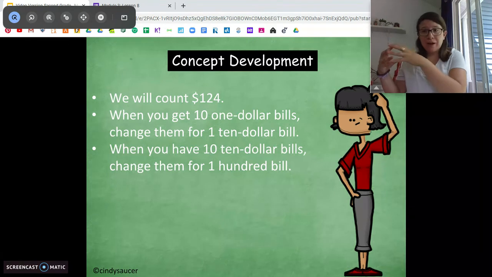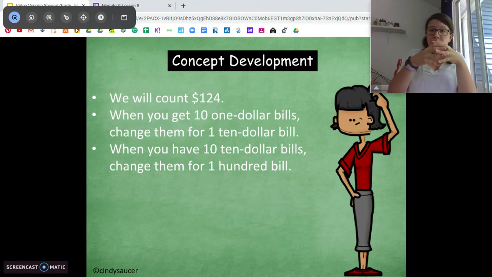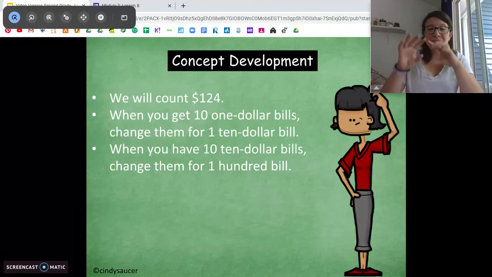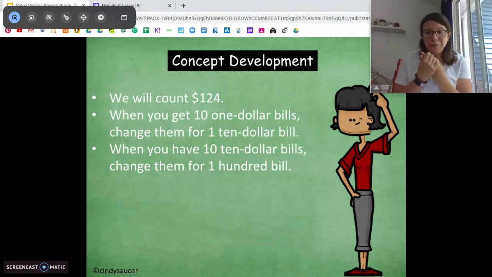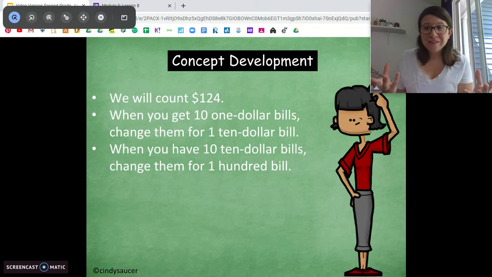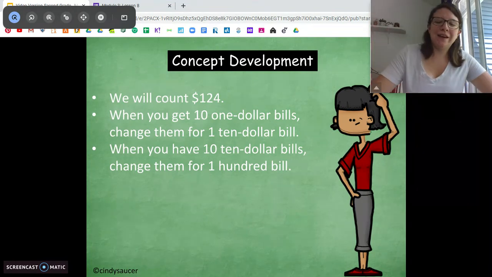Yeah, a $10 bill. Just like 10 ones equals a 10 stick, 10 $1 bills is going to equal a $10 bill. Now, when we get 10 $10 bills, what do you think that's going to equal? A $100 bill. Very good. Just like when we have 10 10 sticks, it equals 100. When we have 10 $10 bills, it's going to equal $100. Okay? I'm going to use a little visual to go over that because that was a lot of information.